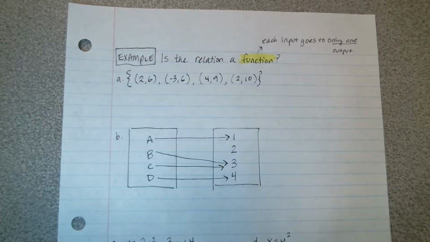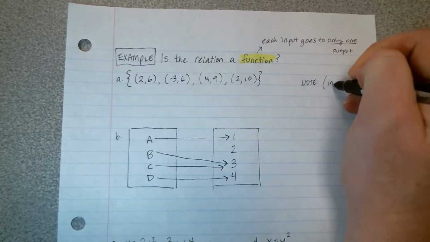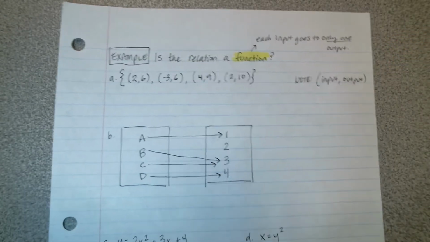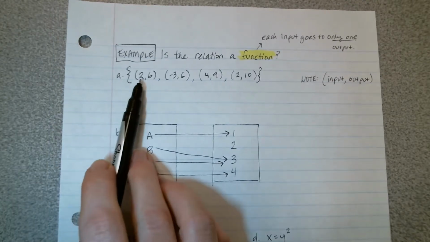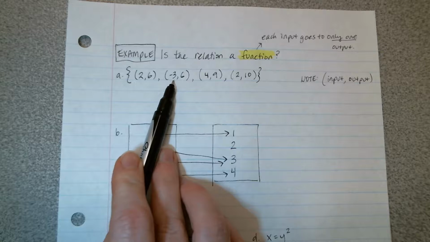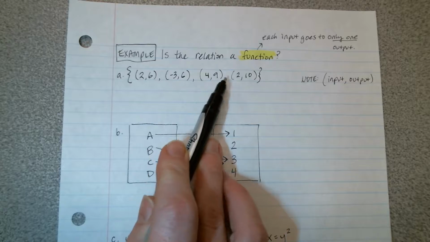In the first part here, part A, I have a relation being represented with a list of ordered pairs. So we know in ordered pairs, it's an X comma Y. X is the input and Y is the output. So off to the side, I'm going to write a note that in an ordered pair, it's input comma output. Okay, so in the definition of a function, each input can only go to one output. So here we have 2 going to 6, which is one number. -3 goes to 6, so -3 is only going to one number. 4 goes to 9, and 2 goes to 10.